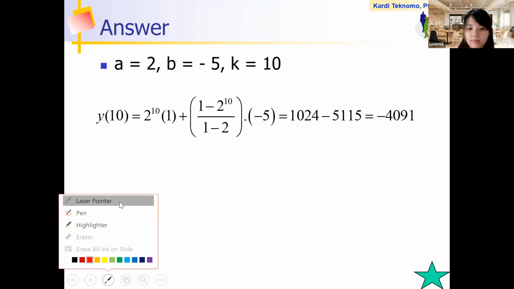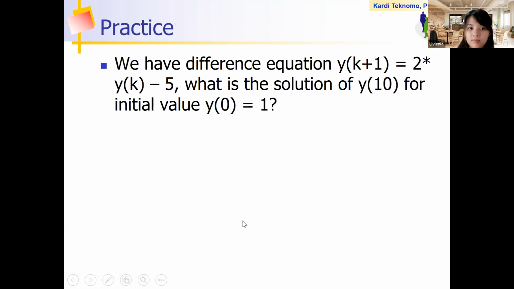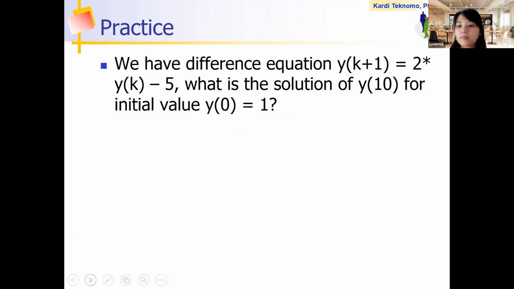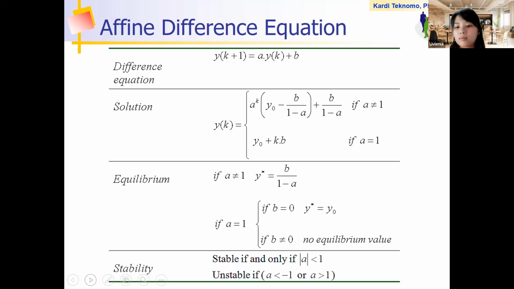I need to remove the laser and click this. Okay, next. So this is the summary. I talk about three things. Solution, I already have the solution here. Second is equilibrium, I will explain what equilibrium is in a moment. And stability, stable or unstable. So this is the actual result.